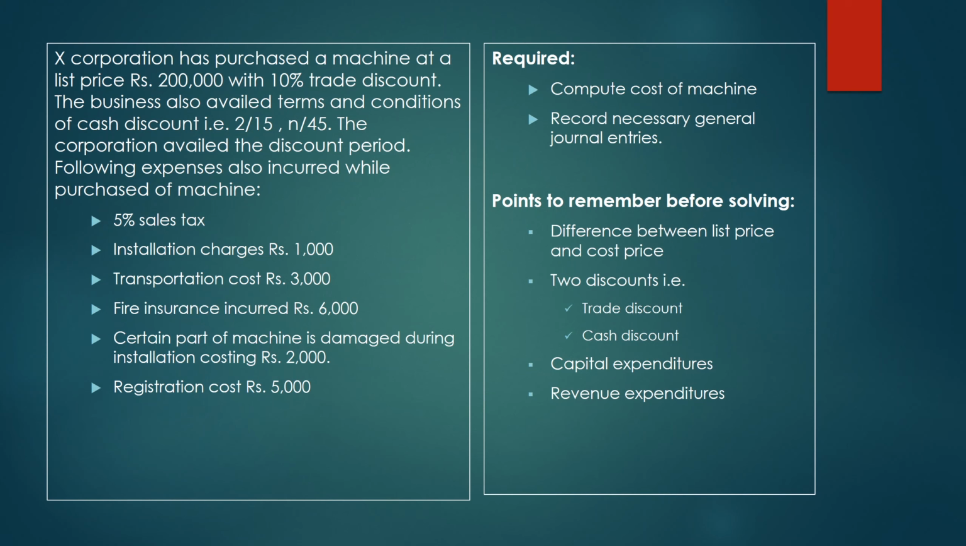So here in this example, sales tax is a capital expenditure, installation charges are a capital expenditure, transportation cost is also a capital expenditure, and registration cost is also a capital expenditure. The fire insurance and the repair charges are not capital expenditure, they are in fact revenue expenditure, and they are only recorded in the general form. You don't need to mention both these expenses in your cost of machine. Now let's see how we can calculate the cost of machine.